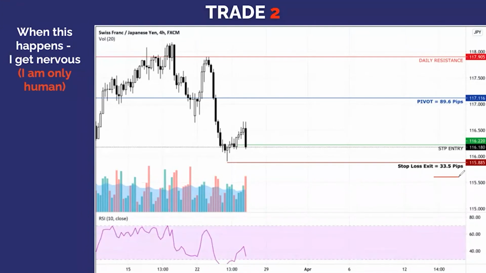So I've adjusted that by using my lot size. If I have a risk unit of $100, and I know that 33 pips is where I need my stop, then I will tweak my lot sizes to get as close to my risk unit as possible. And that's what I do.